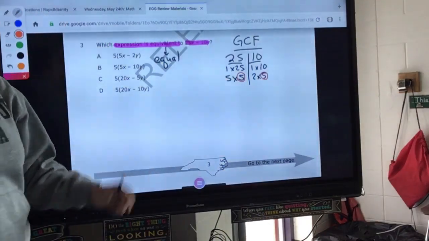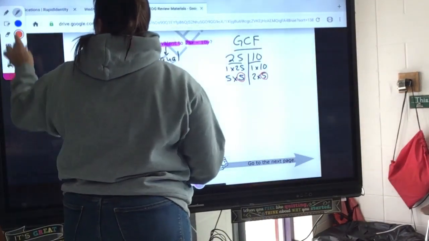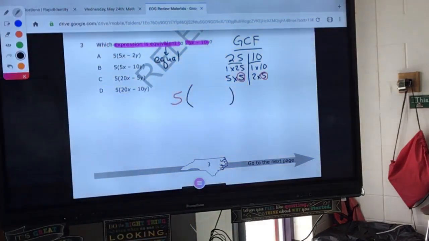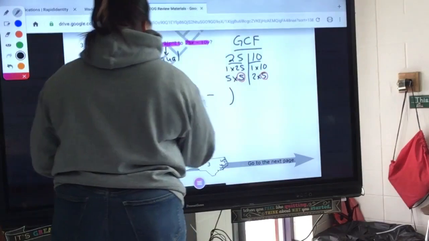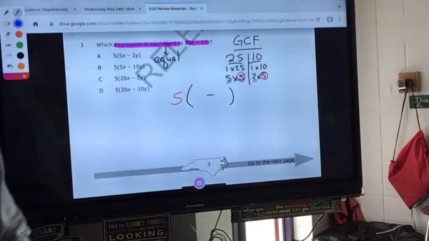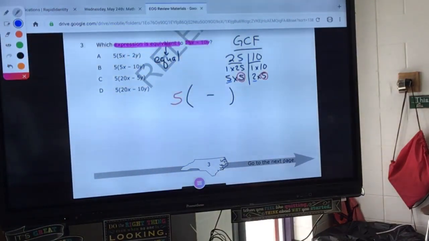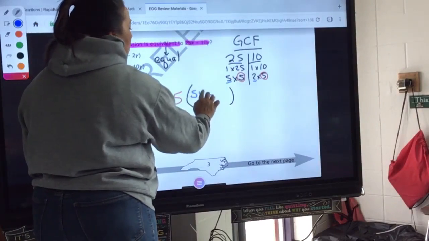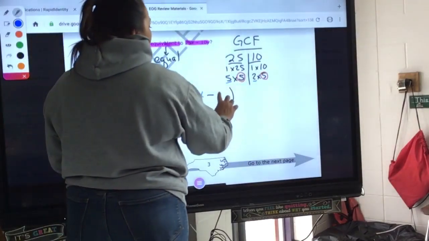So 5 is the number that goes on the outside. That is where they're getting 5. So I'm going to put 5 over here. I'm going to put my parentheses. And what operation goes inside of our parentheses? There's only one option. Look at your answer choices. Aiden? Subtraction. All right. Now, the number that is multiplied by the GCF is the number that goes inside your parentheses. So here, 25 has an x. So it'd be 5x minus 2y.